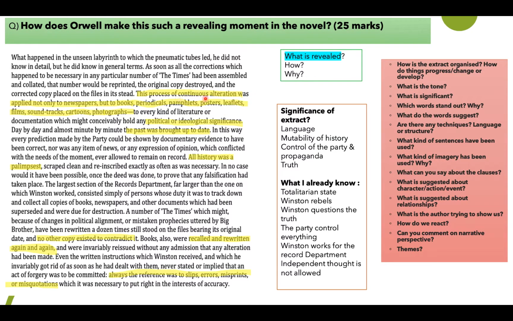"This process of continuous alteration was applied not only to newspapers, but to books, periodicals, pamphlets, posters, leaflets, films, soundtracks, cartoons, and photographs." Now, I like that because it's an extremely long list. And whenever there's a technique, you've always got to ask yourself why. Especially with something like that, I'm asking myself, why has Orwell created such a long list there? And obviously that's to tell us something about the state that he's living in. It's telling us something about this process that the state go through in terms of altering history. So I can link it already to some things that I know down here in terms of the party controlling everything.